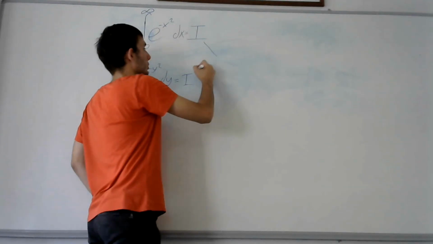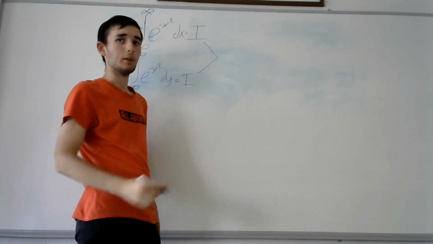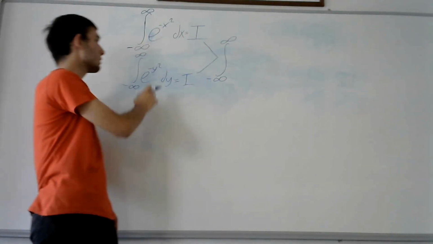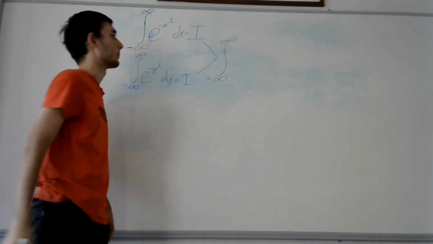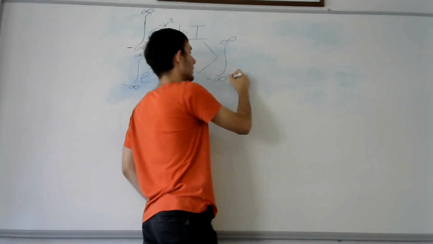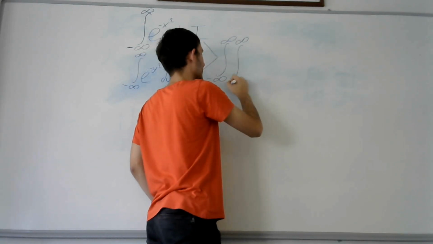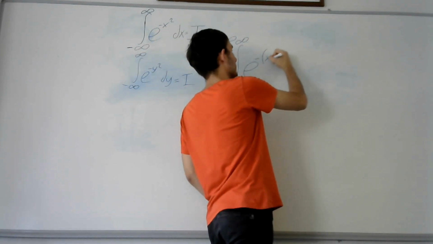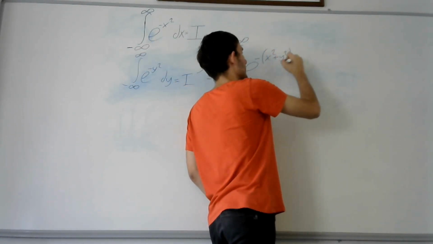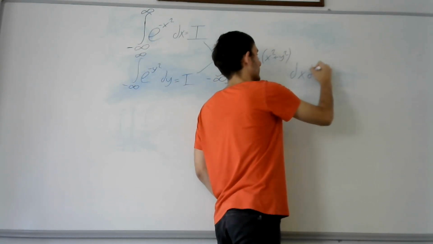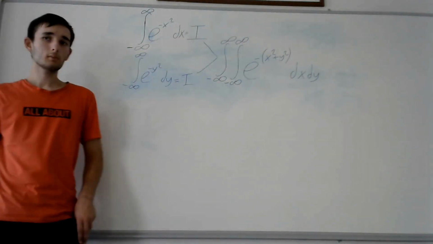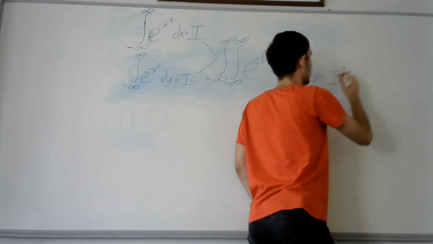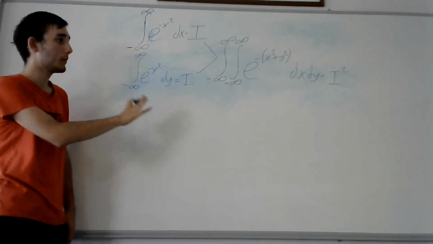So if I multiply these two, I end up with a double integral with the same bounds, and using properties of exponents, we can just add these up. So let's go ahead and do that. Negative infinity, e to the negative x squared plus y squared, dx dy. So this is what we end up with, and this is also equal to I squared, which is going to be important in the end, but for now let's forget about that.